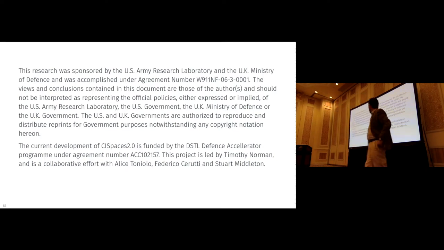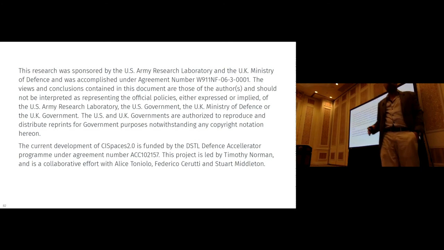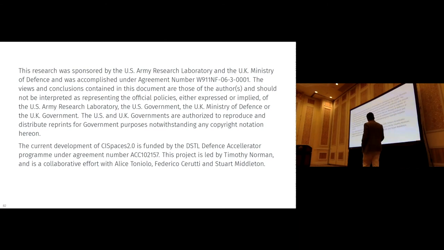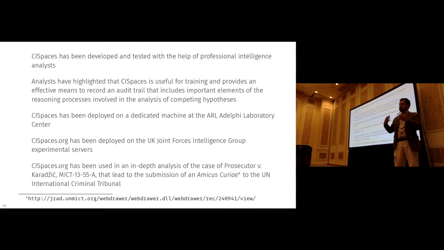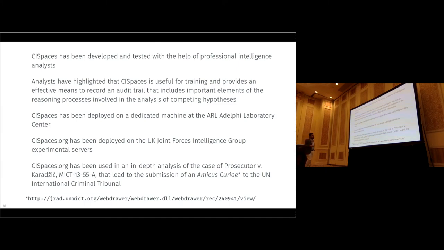Now, all of this has been implemented in a system through different fundings from the Army Research Lab and the Ministry of Defence in the UK, and it has been tested with professional intelligence analysts. These analysts highlighted how this system, which implements the process that I just mentioned, is very useful for training and allows them to audit the reasoning process behind an analyst. So you can actually track back all the hypotheses and check whether they do the due diligence in asking all the necessary critical questions.